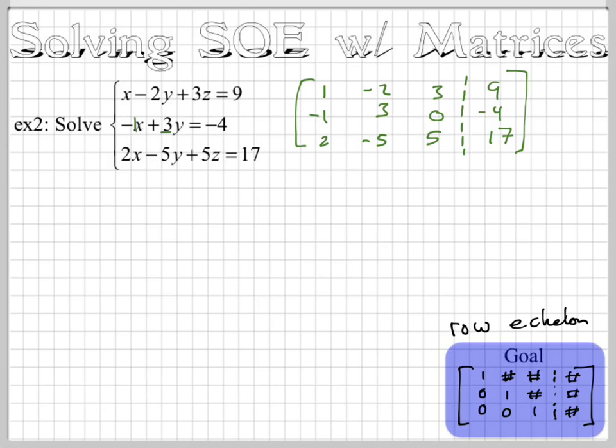Now, remember all the row operations. There's 3 of them. This first number right here is already what we want it to be. But let's say this row was down here. You could switch those rows if you want the 1 right there. Okay, so we got a 1 here. We're done with that one.